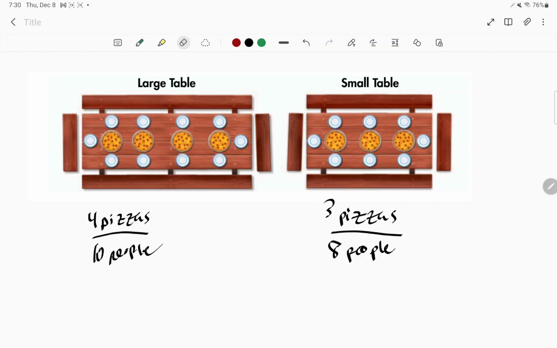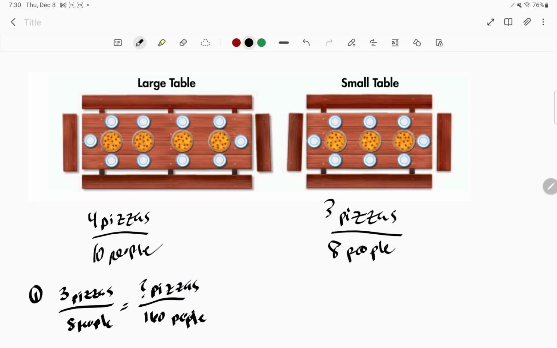Okay, so let's take a look at number 1. It says if everyone sits at the small tables, how many pizzas should the camp director order? Now remember, this is for 160 campers. And so if we're at the small table, which has a ratio of 3 pizzas to 8 people, and there are 160, so we're planning a meal for 160 campers, how many pizzas should we order?